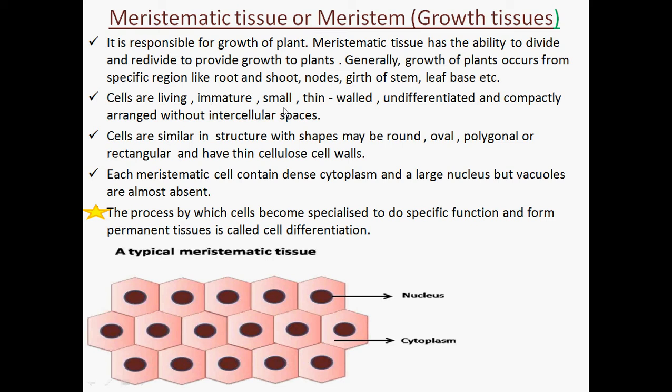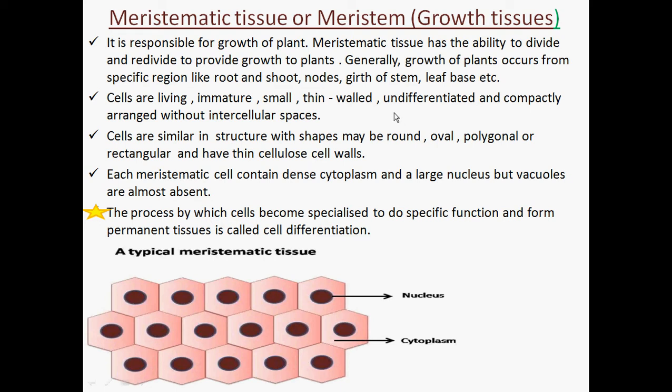They are small, because if they were big, it would be difficult for the meristematic tissue to divide the cells further. They are thin walled, because if they were not thin walled, they couldn't divide very easily. And they are undifferentiated. I have marked it with a star in this way. Differentiation is the process by which cells become specialized to do a specific function. They are undifferentiated, that means they are not specialized to perform any specific function. That is why this term is named undifferentiated.